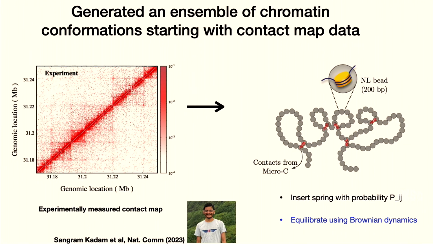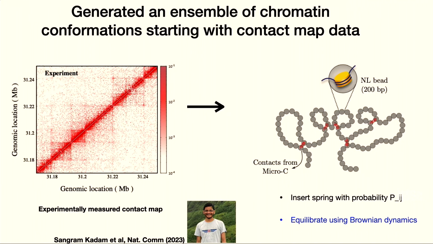It's not that the spring is always there. The spring is there or not there stochastically with the probability Pij. So this brings stochasticity into this, and putting in the Pij would essentially, at the end of it, generate this kind of a contact map.